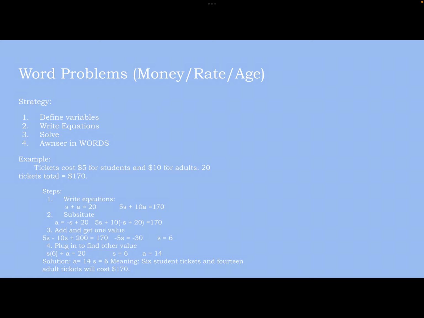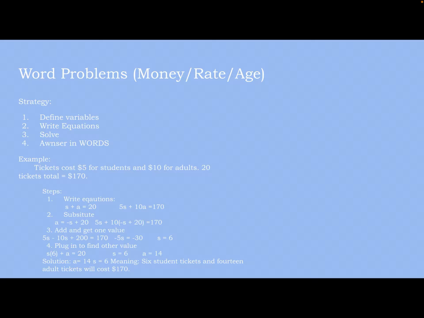So you're going to write the equation. I chose the variables S and A for students and adults. I like using the first letter. That's up to you. So S plus A, the number of students plus adults, is 20 for the 20 tickets. And then 5S, which is the cost, $5 for student tickets, plus 10A, $10 for adult tickets, is 170, which is the total ticket cost.